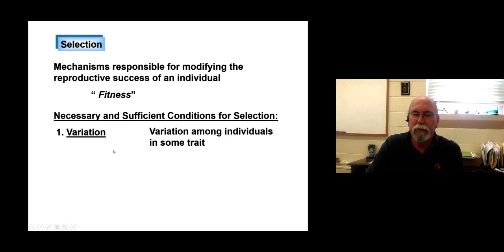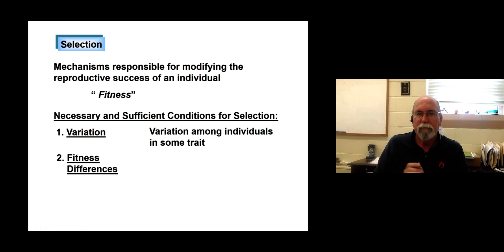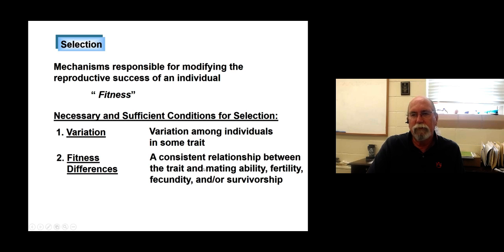One is that there's variation, of course, because if you don't have some tall things and short things, then there's nothing to select. So you need variation among individuals. That variation needs to be related to fitness differences. What that means is you need to have a relationship between the trait and some form of ability, such as the ability to attract mates, the fertility of the individuals, the fecundity, which is how many progeny they can produce, or in the classic, tooth and claw sense, survivorship. Who can survive longer, who can survive more, etc. So there has to be that relationship.